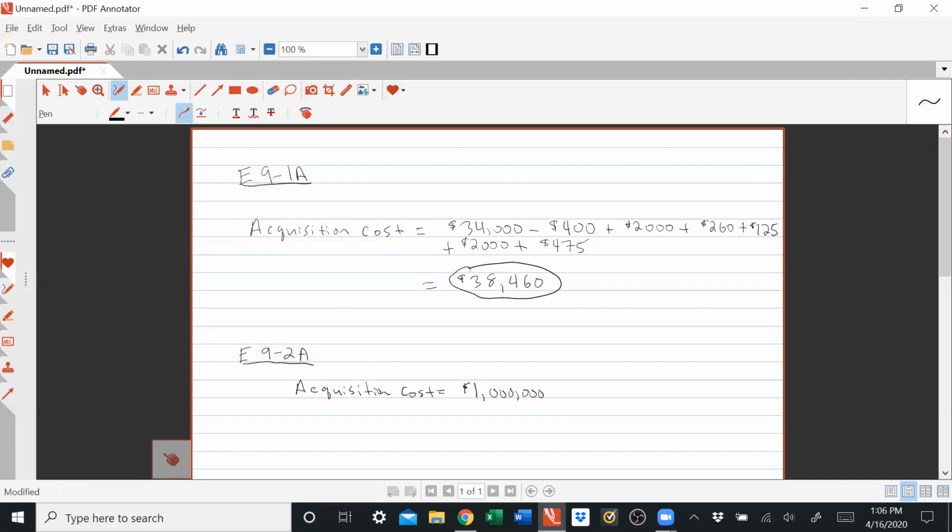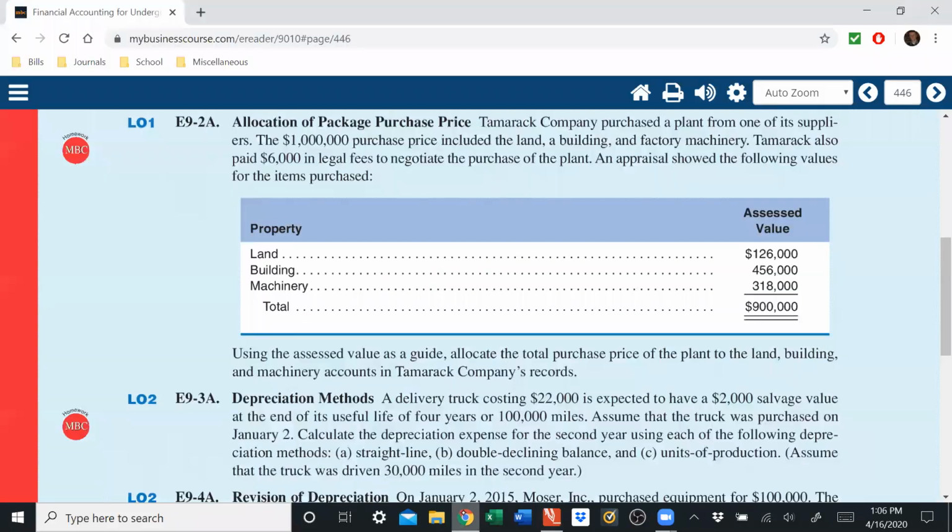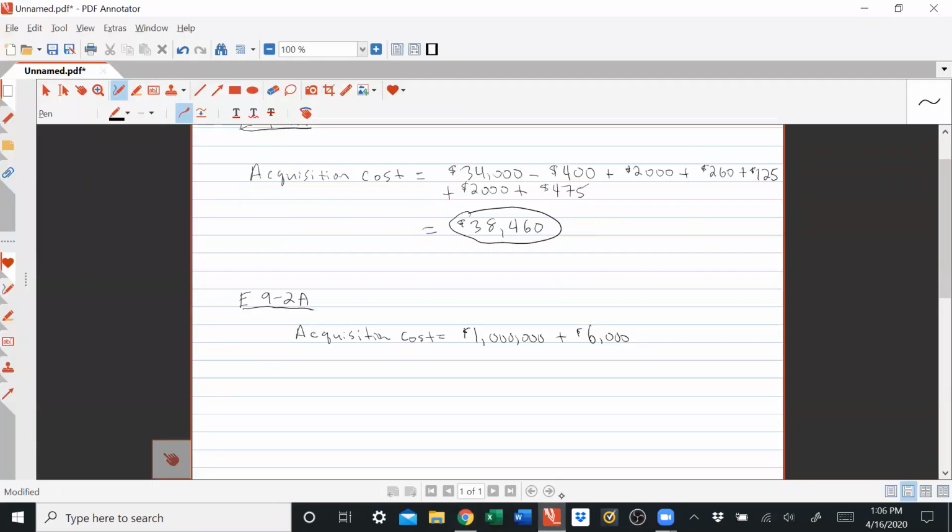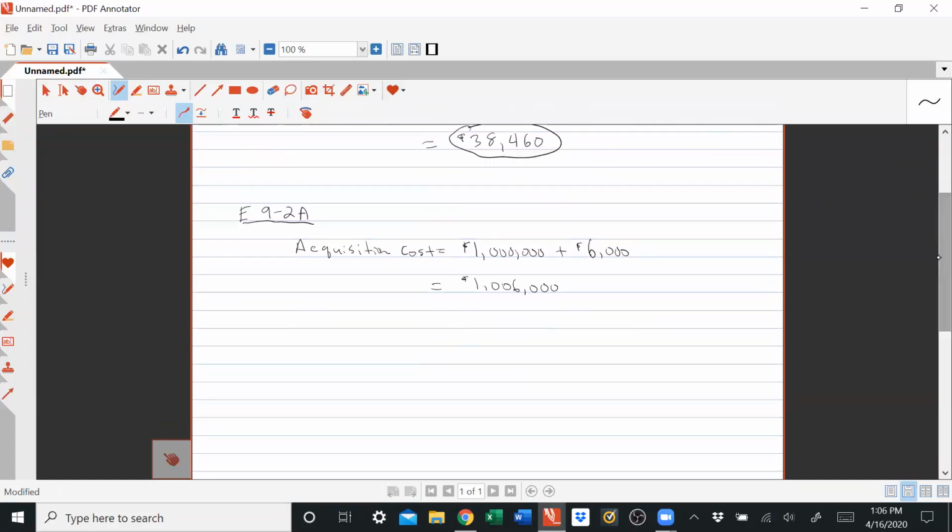The $1 million purchase price plus the $6,000 in legal fees to get the plant to negotiate the purchase. Without the legal fees, we wouldn't have gotten the plant. So these are the costs necessary to get the asset ready for its intended use. So that's the acquisition cost.